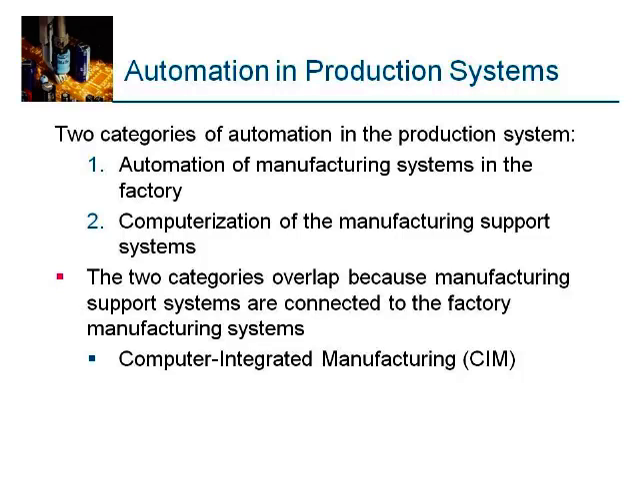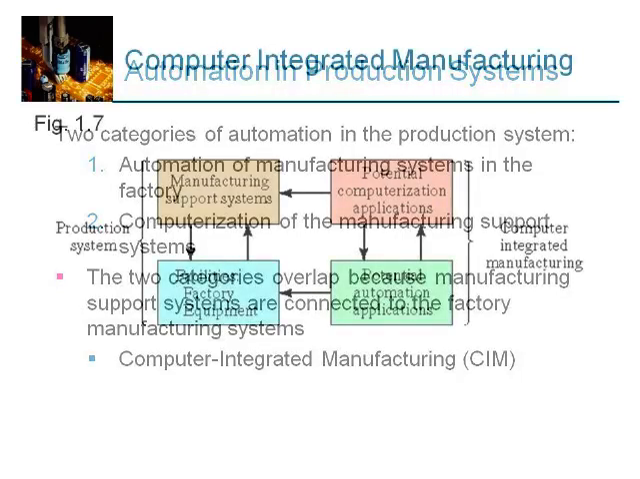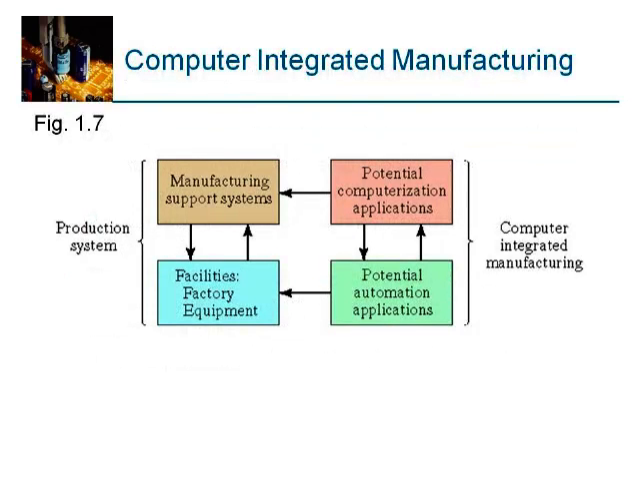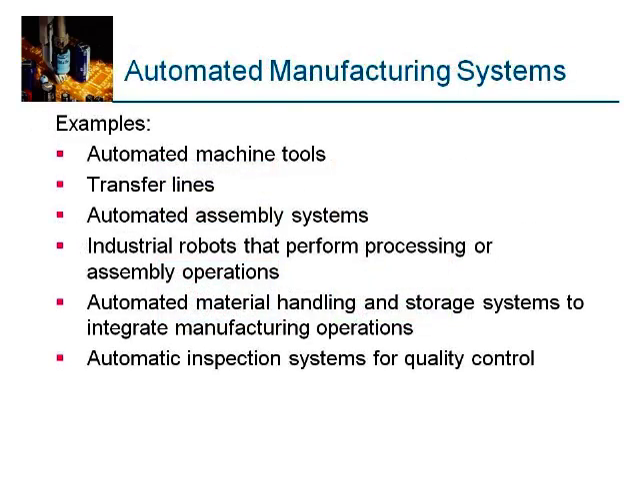This is computer integrated manufacturing, which encompasses the areas of manufacturing support systems and potential computerization of applications, and factory facilities or potential automation applications. This is the overall concept of computer integrated manufacturing, and the discussion on automated manufacturing systems continues. Several examples are automated machine tools, transfer lines, automated assembly machines, industrial robots that perform processing and assembly operations, automated material handling and storage systems, automated inspection systems, etc. There are various automated systems available in automated manufacturing.